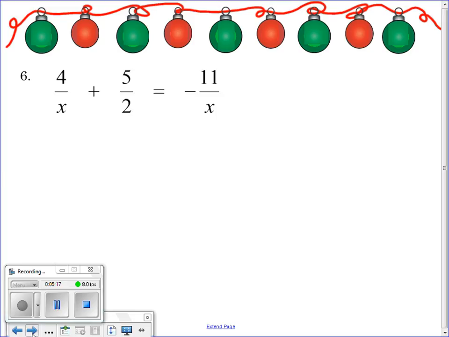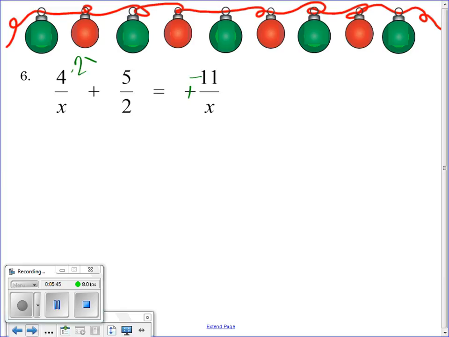Real quick, do you see the minus? Let's make sure we just don't forget. Let's put that up here with that 11 so I don't lose it. Just like with the subtraction problems, we always do that. Okay. All right, so step 1, factor your denominators. Do they factor? No, they don't factor. Step 2, what's your LCD? 2x.